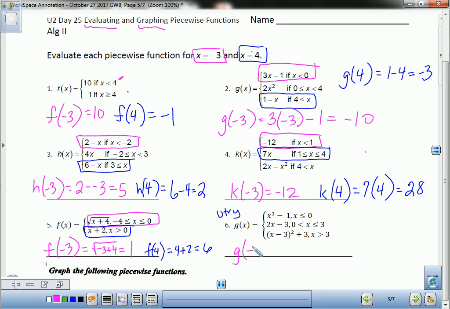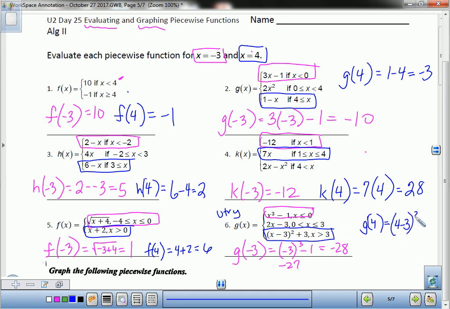Okay, g of -3. -3 falls in this interval. So we'll have to do -3 cubed, which is -27. Take away one more is -28. And the last is g of 4. And g of 4 falls into this interval. So we'll do 4 minus 3 squared plus 3. 1 squared is 1, and 1 plus 3 is 4. So g of 4 is 4.